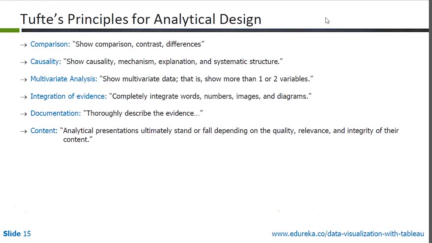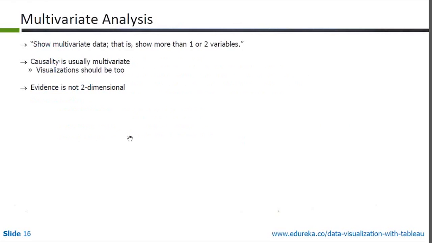Multivariate analysis will show two or three things together rather than one thing. Integration of evidence will try to integrate everything: what we say through numbers, through words, through highlighting things. Documentation: write the sub-headline and remarks properly, right? And the content should be about that chart, not around that chart. That is, it should be relevant to the chart you are talking about.